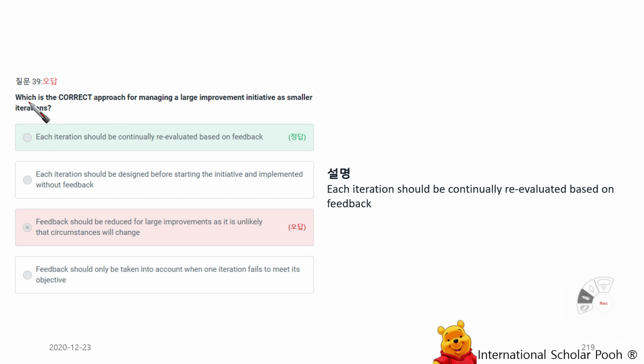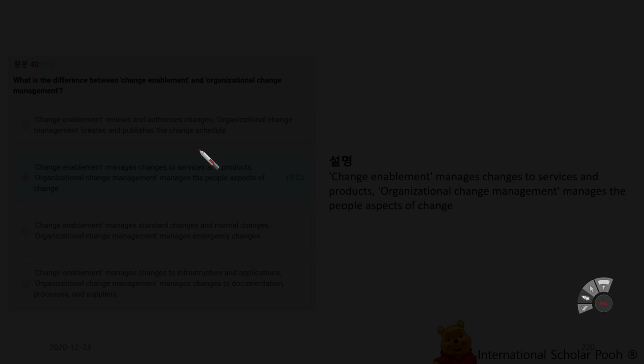Which is the correct approach for managing large improvement initiatives as smaller iterations? Each iteration should be continually evaluated based on feedback. Each iteration should be continuously evaluated based on feedback. The correct approach is managing the large improvement initiatives as smaller iterations. Each iteration should be continually evaluated based on feedback.